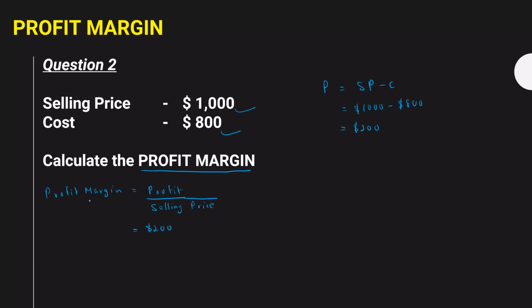So when it comes to the profit margin method, your profit should get divided by what? It should be divided by the selling price. So your selling price is how much? 1000. Then here I am getting an answer of 0.2. So if you want to convert this into a percentage, multiply it by 100. So what's the answer that you are getting? It is 20%.